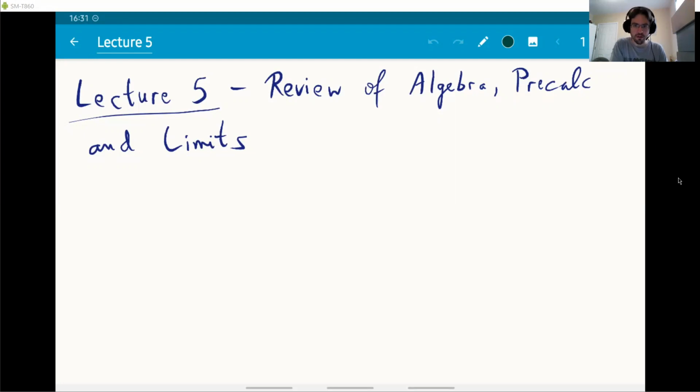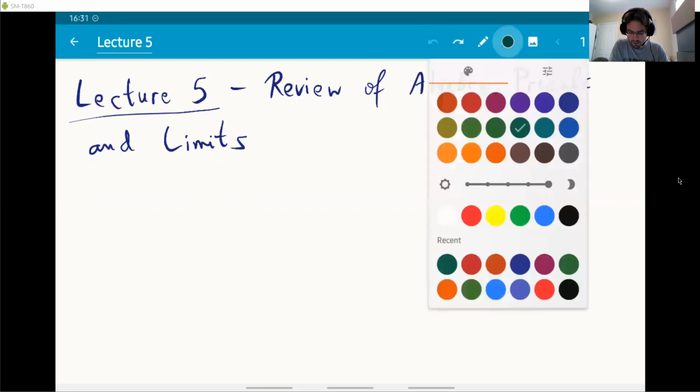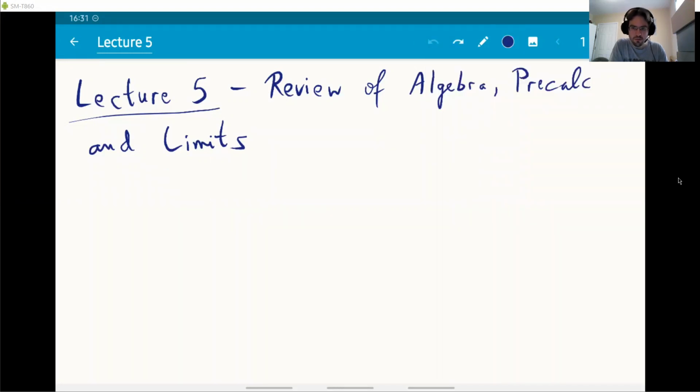This is going to be a review lecture for midterm number 1, the material being algebra, pre-calc, and just the beginning of limits, where we talked about understanding what a limit is and also computing it when the answer is a number, not plus or minus infinity.